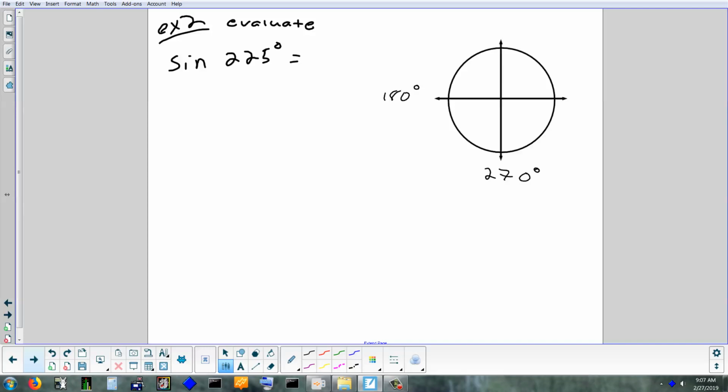Like right in the middle. It's right in the middle. Yep. Remember, if it ends in a 5, it's a multiple of 45 for the kind of angles we're working with. So it has to be the 45, 45, 90 triangle. So here's my triangle.